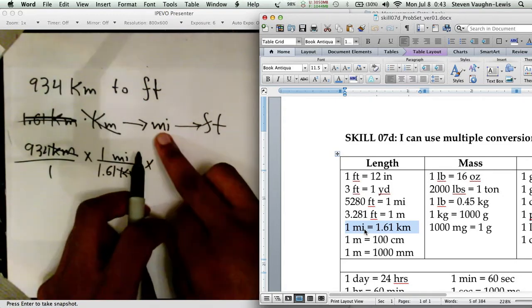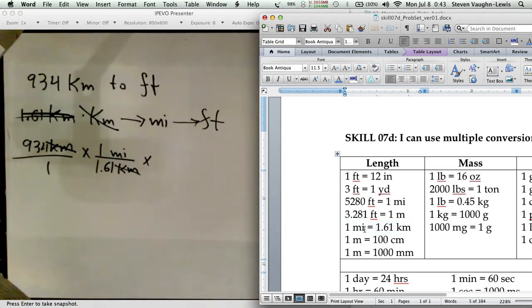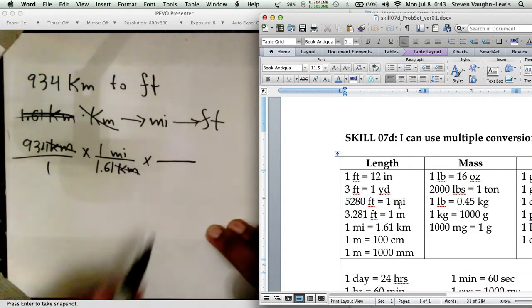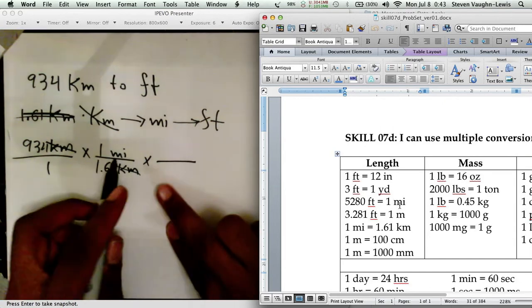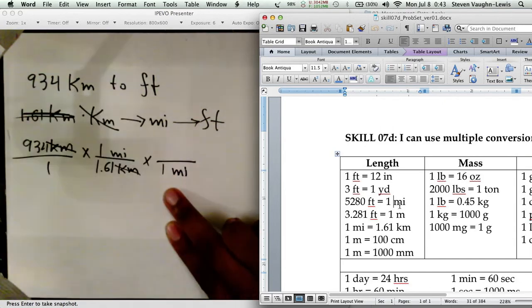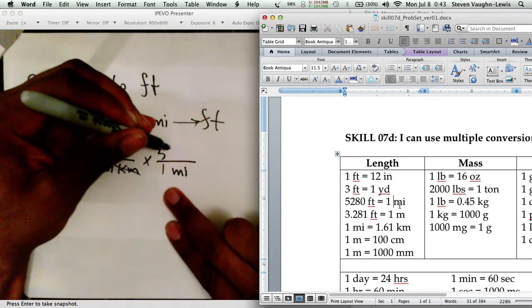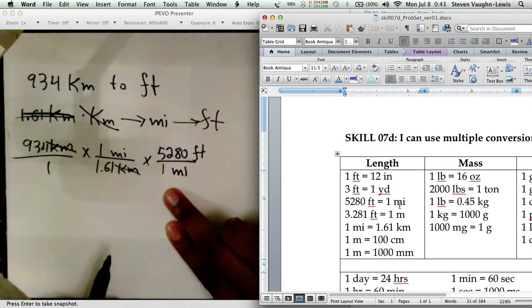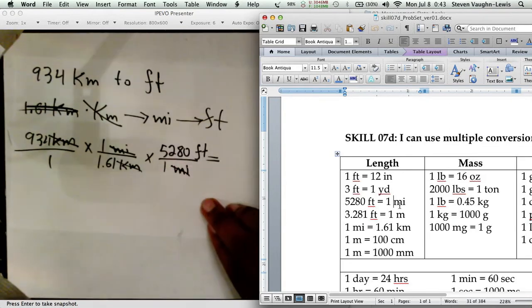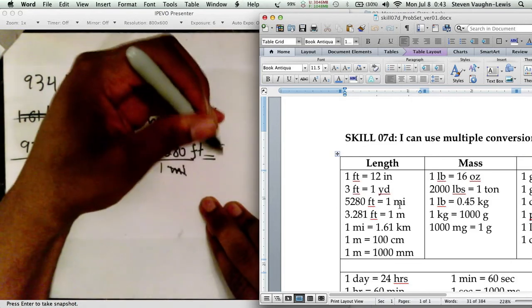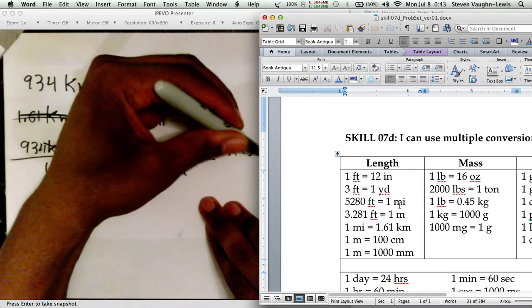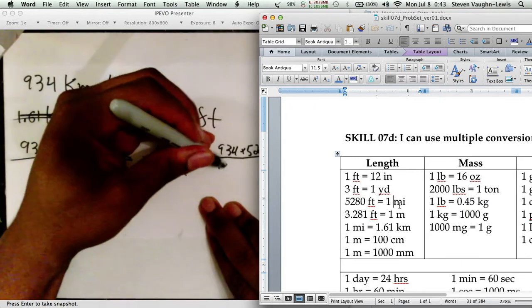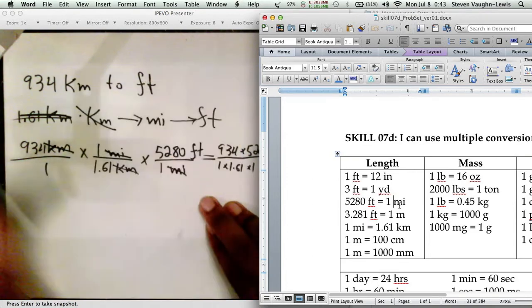I need to go from miles to feet. And I do that by using this right here. 1 mile equals 5,280 feet. So what conversion factor do I use? I need to put miles on the bottom so that it cancels out. 1 mile equals 5,280 feet. And my miles will cancel. And now I can just solve. Multiply across the top. 934 times 5,280 over 1 times 1.61 times 1.